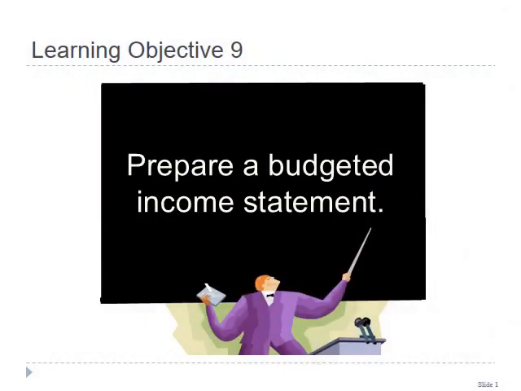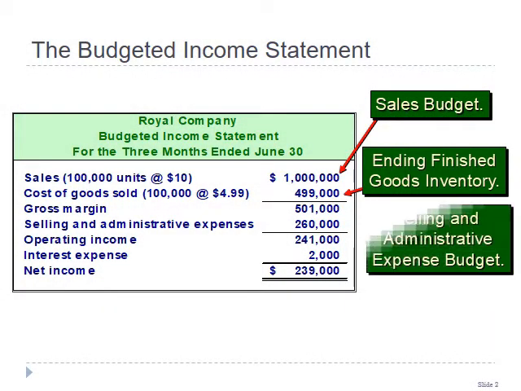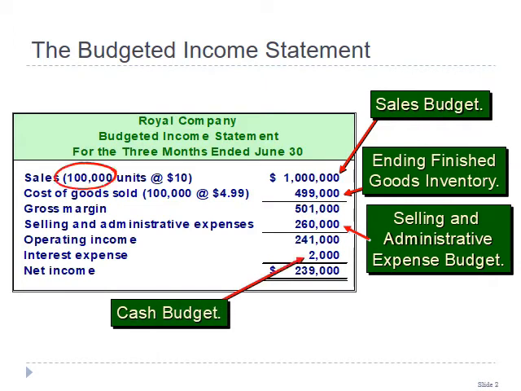That one. So that is also our learning objective 9. So let's move further. Here we know that our sales are 100,000 for the quarter, which includes April, May, June. You can also find this out through the sales budget. Cost of goods sold, we know that cost of goods sold is 4.99, we just multiply with the number of units here.